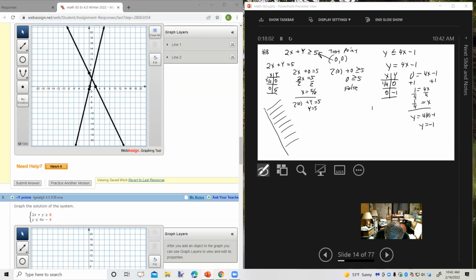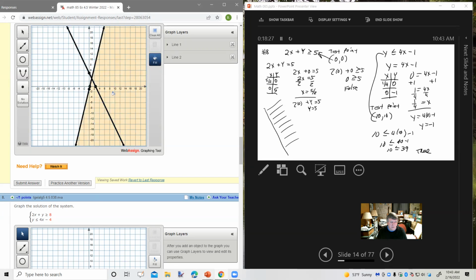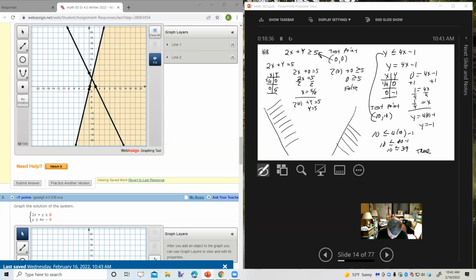Okay. So test point 10, 10. That's going to go up there. 10 less than or equal to 4 times 10 minus 1, 10 less than or equal to 40 minus 1, 10 less than or equal to 39. That is true. So for the second line, we would fill over here. Okay, let's see here. So that's going to be like this and that.